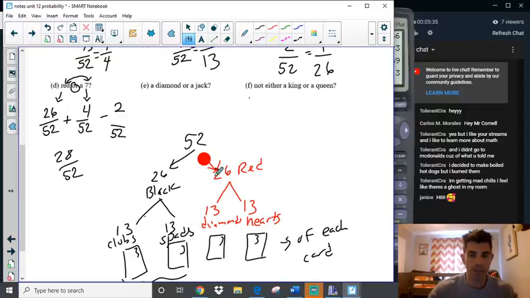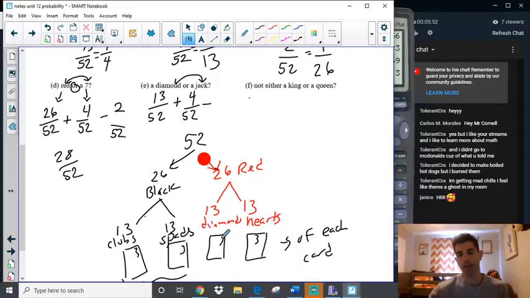A diamond or a jack. If you came down here, 13 of the cards are diamonds. 4 of the cards are jacks. Now the question is, how many of the cards are jack and diamonds? Well, there are 4 jacks, and how many of these jacks have a diamond on it? And that would be 1 out of the 52. So then this is going to give you 16 out of 52 cards.